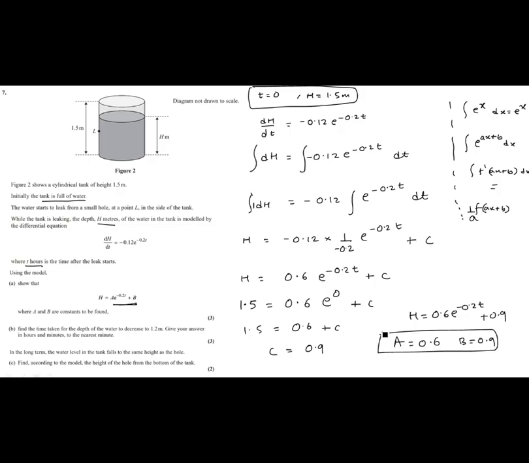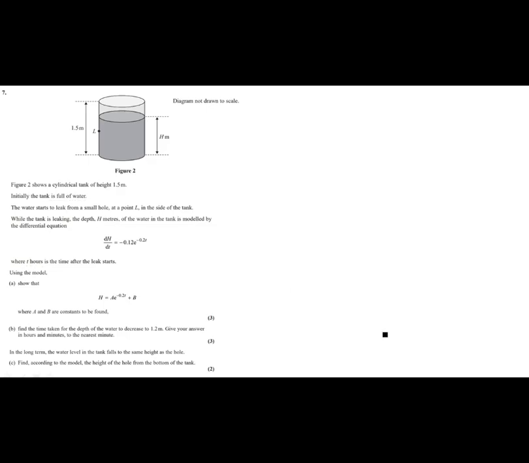Okay, yeah. Now let's do part b. Find the time taken for the depth of the water to decrease to 1.2 meters. So basically they are saying when h is 1.2 meters, you need to work out the time in hours and minutes to the nearest minute. It's important to read this information here. So you have to give your answer in hours and minutes to the nearest minute.